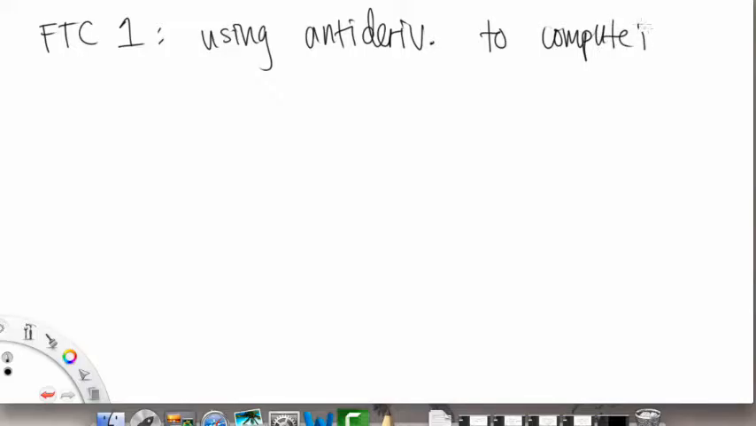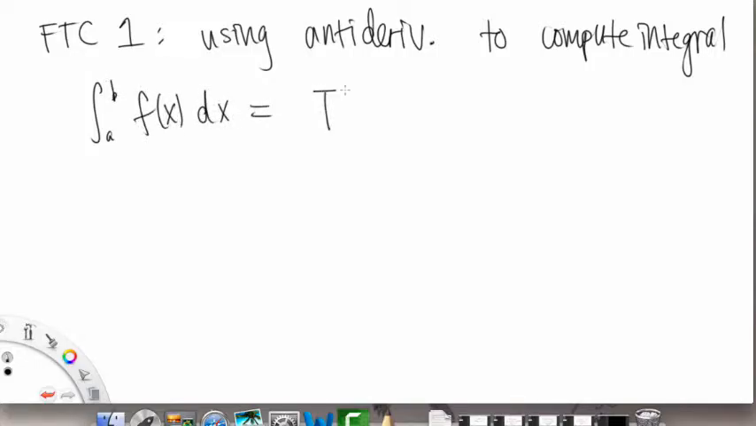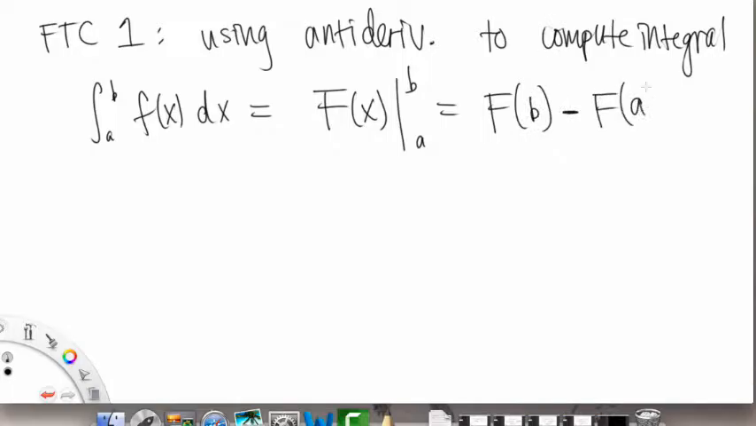In Part 1, we used the antiderivative, our capital F of x, to compute an integral. So that looked like the following: we had the integral from a to b of some lowercase f of x dx, and that was equal to the antiderivative, capital F of x, evaluated from a to b, which was the same as evaluating at the top limit and then subtracting the value at the bottom limit.